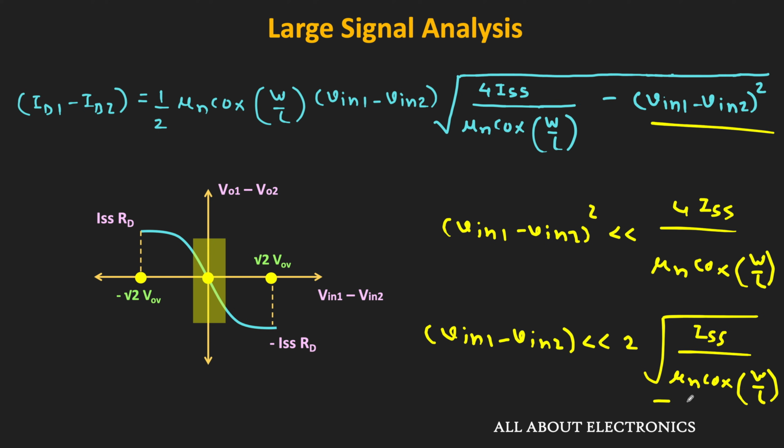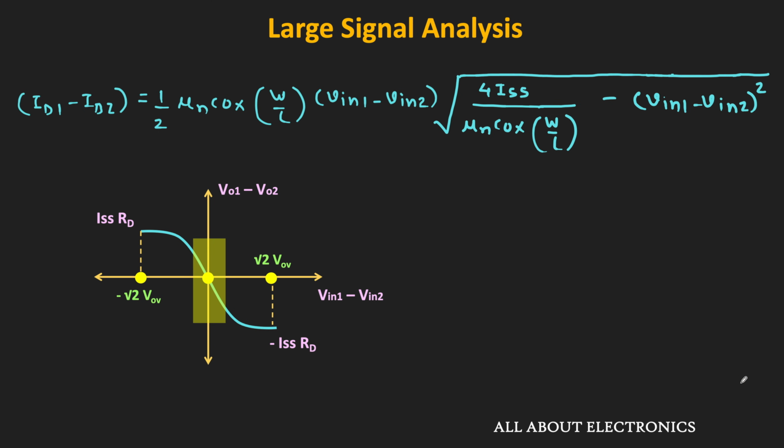Now we know that this term is nothing but the overdrive voltage, right? So we can say that whenever this differential input Vin1 minus Vin2 is much less than 2 times the equilibrium overdrive voltage V overdrive, then the relationship between this input and output will become linear. And under this condition, the differential signal is a very small signal and we can use the small signal analysis. So in the next video, for a small differential input signal, we will find out the gain of the differential amplifier using the small signal analysis.